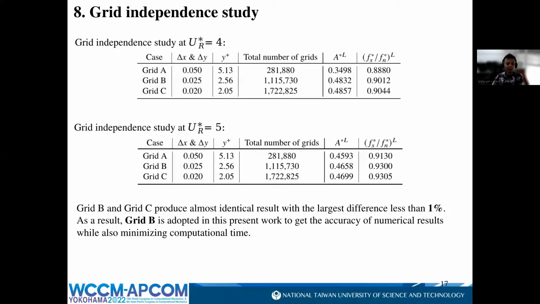This is the grid independence test for the present investigation. We perform the grid independence test at UR equal to 4 and UR equal to 5. We use 3 different grids, A, B, and C. We characterize these grids based on the uniform grid near the structure. Based on this test, grid B and grid C produce almost identical results with the largest difference less than 1%. So based on this result, grid B is adopted in this present work to get accurate numerical results as well as minimize the computational time.